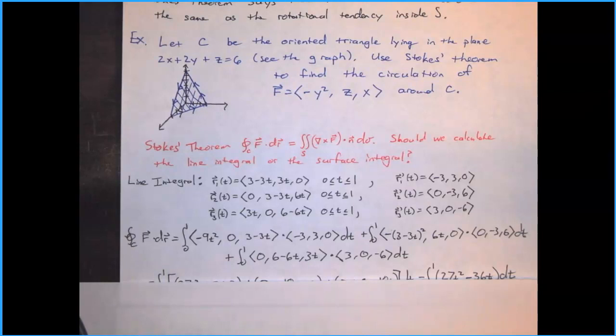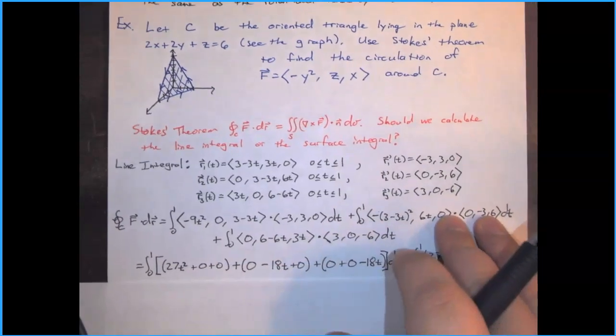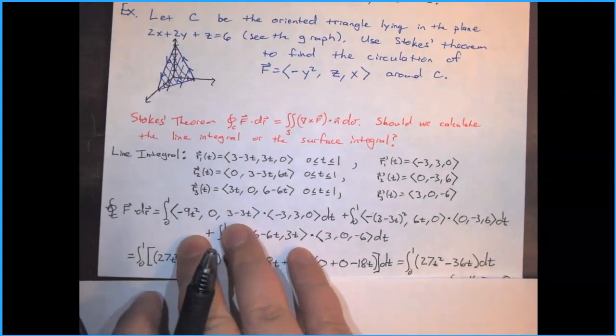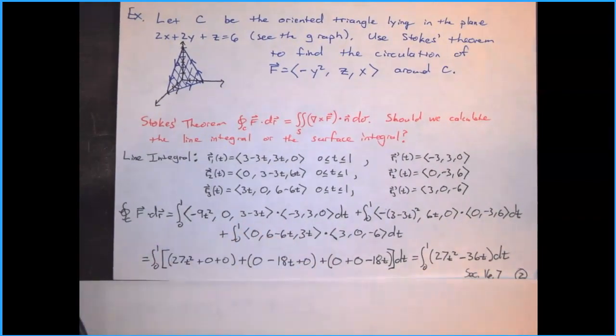I'm integrating all three with respect to t, and the bounds of integration for all three are 0 to 1. So I'm just going to go ahead and combine these into one giant integral and compute these dot products. If I am integrating with respect to the same variable and I have the same bounds of integration, I can just put them together.